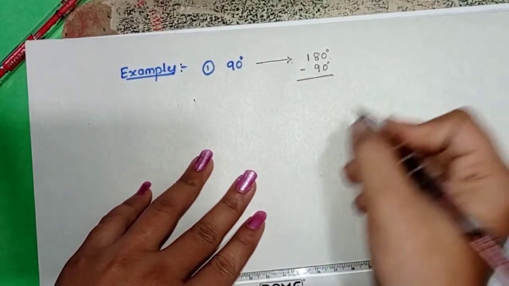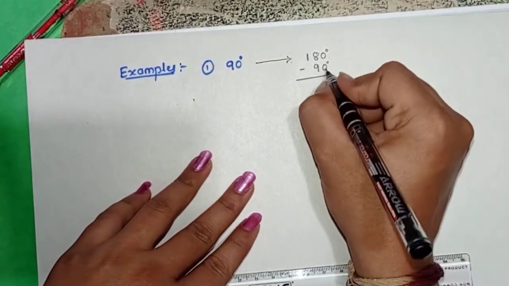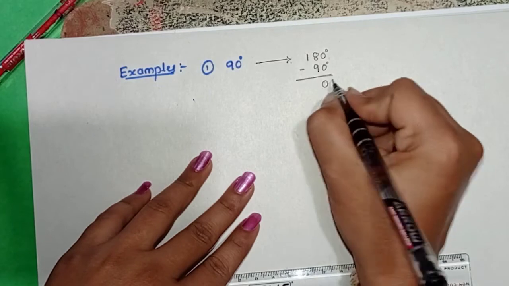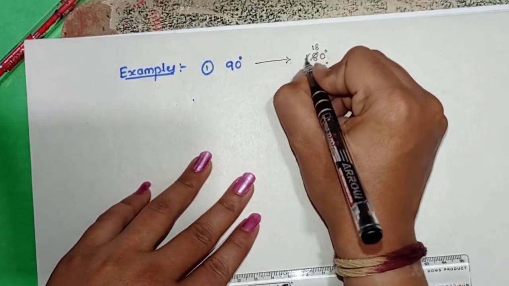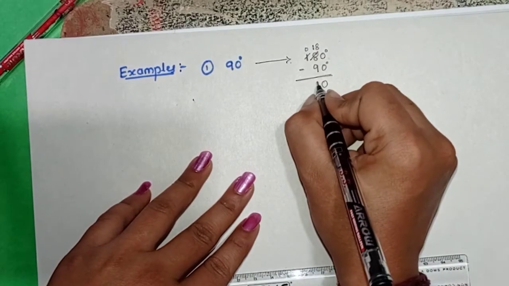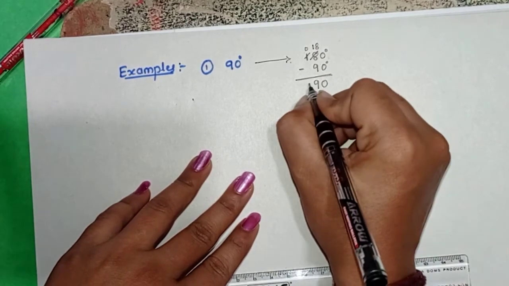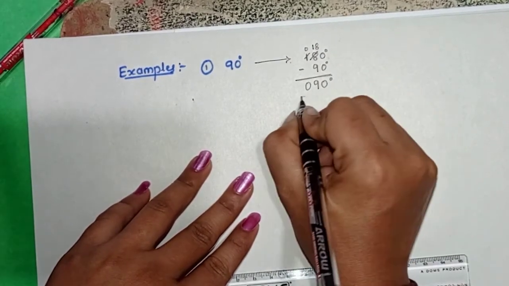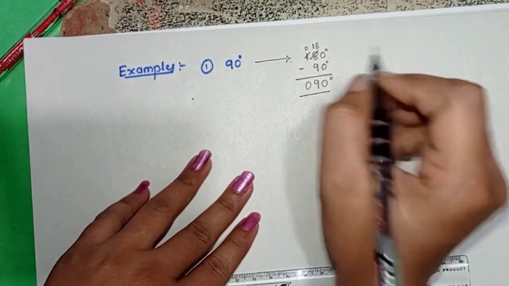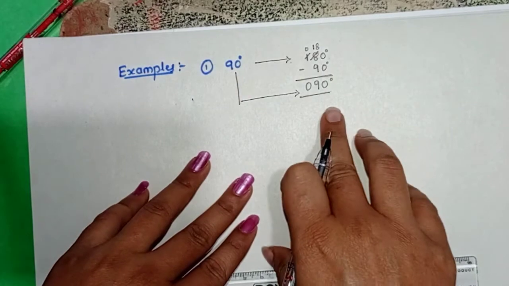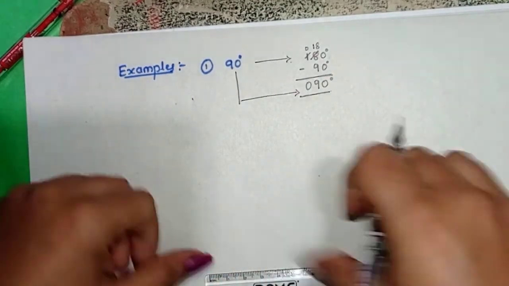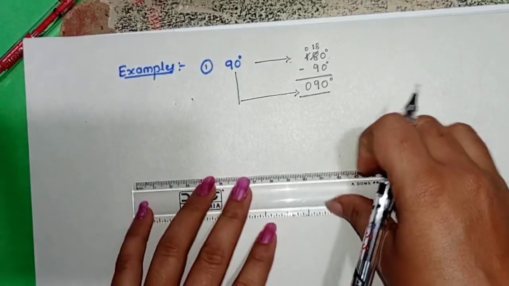Now what angle are we going to get here? 0 minus 0 is 0. In 8 it can't go, so make it 18. In 18 if we take away 9 then it will be 9, and here is 0. The remaining angle is 90 degrees. So the supplementary angle for 90 degrees is 90 degrees only. Let us see how the angles look.